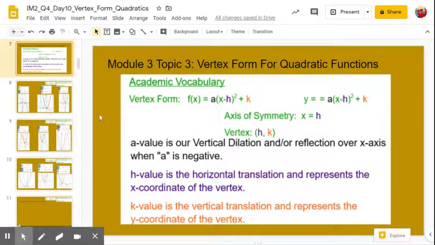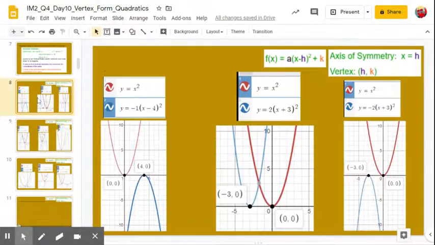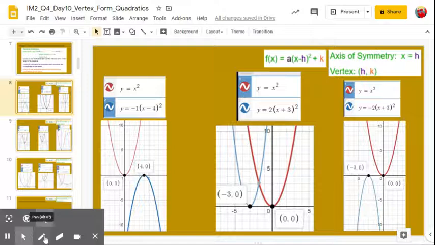So let's look at some of these graphs in Desmos. First off, the red parabola is the parent function. It's the most basic function, y equals x squared. What I want you to look at is the blue ones I've written in vertex form. So this first one, y equals negative 1 times (x minus 4) squared. So think to yourself, what's the a value? What's the h value? What's the k value?